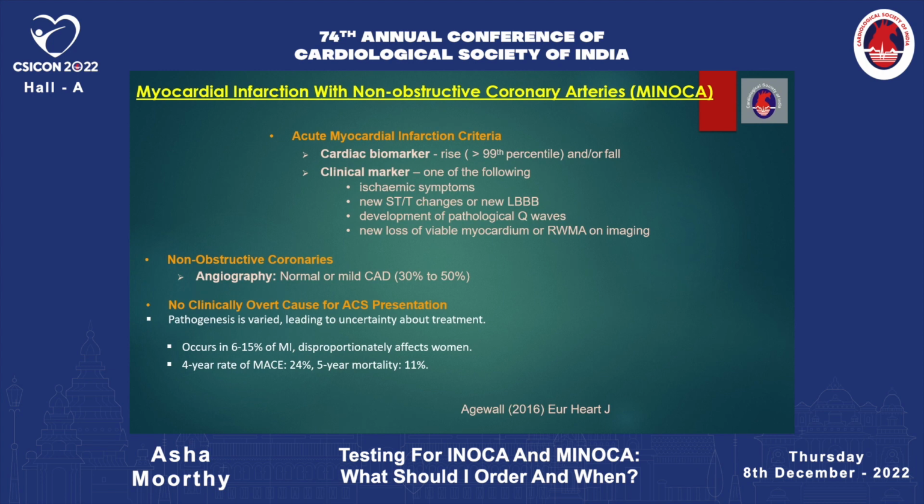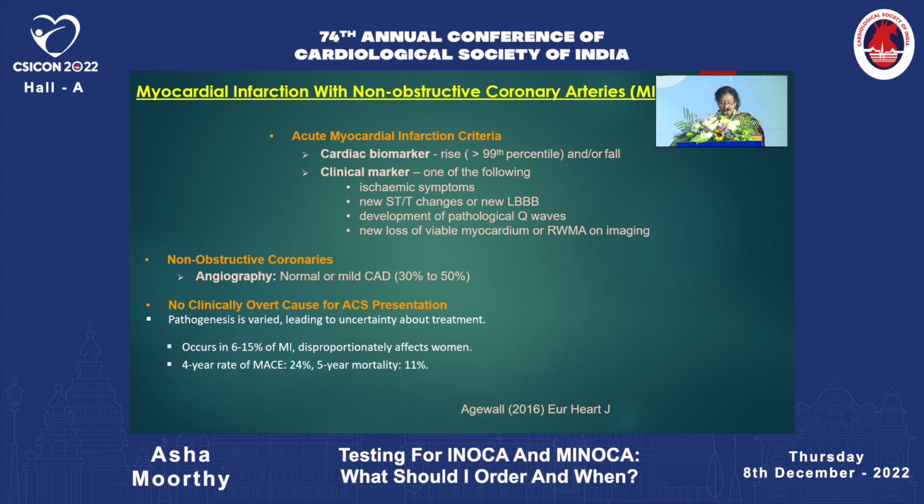So it stands the definition of acute myocardial infarction criteria. And in addition to this, you have non-obstructive coronaries with normal or mild 30 to 50% obstruction. There's no clinically overt cause for ACS presentation. Pathogenesis is varied, leading to uncertainty about the treatment. It occurs in 6 to 15% of MI, which disproportionately affects the women population.